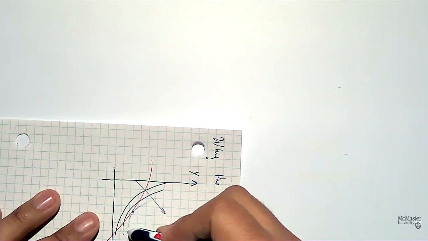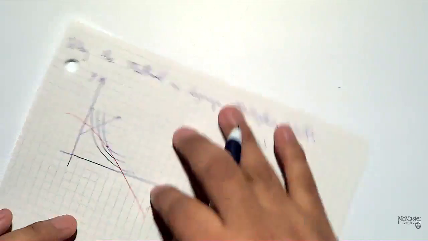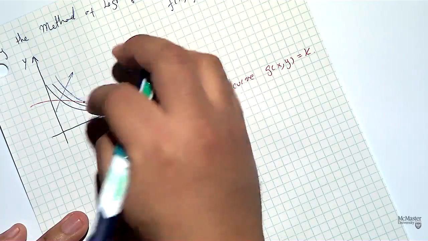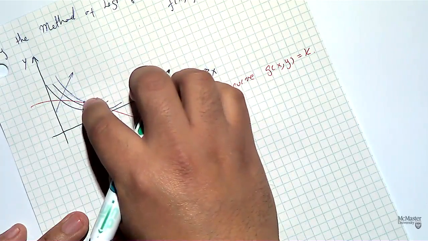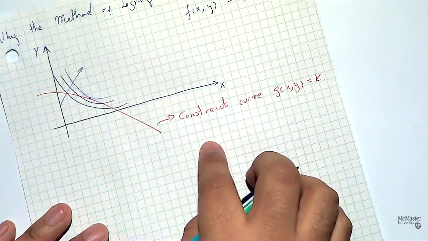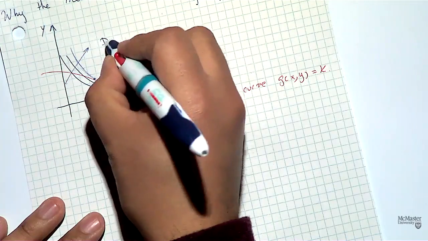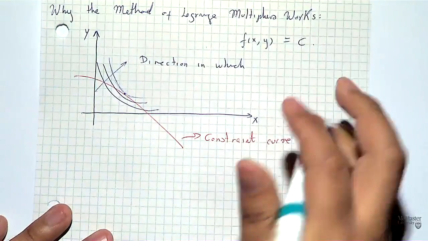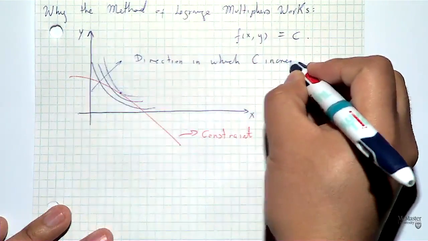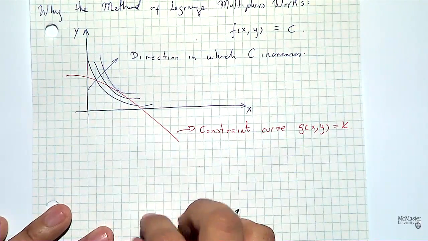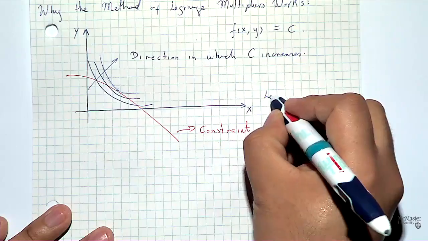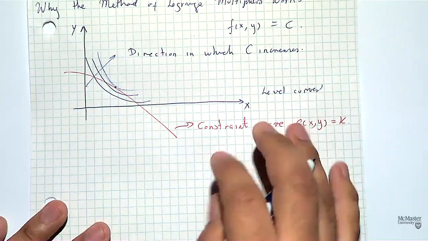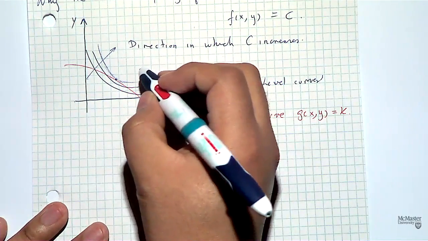And so what will happen is that essentially the level curve, which is happening here, and it's having a single point of tangency, is precisely tangent to the constraint curve. So this would be a direction in which the value of c increases. This is the constraint curve. These are basically level sets, if you want, or level curves. This is a so-called point of tangency.